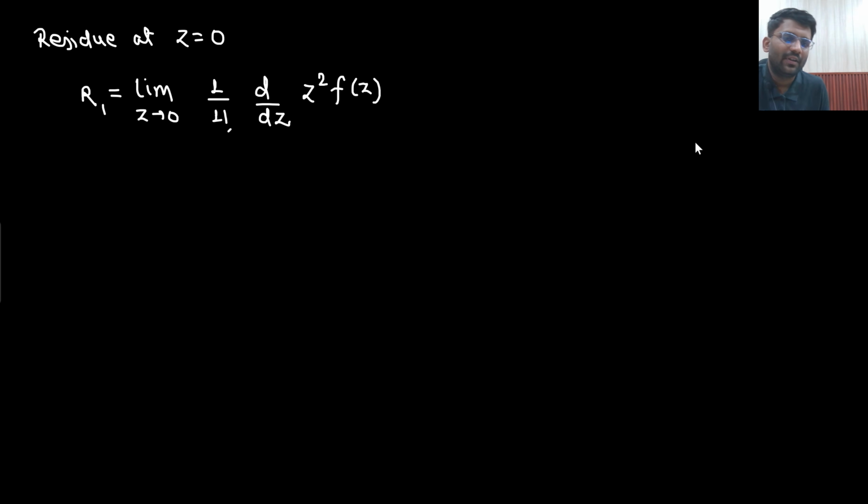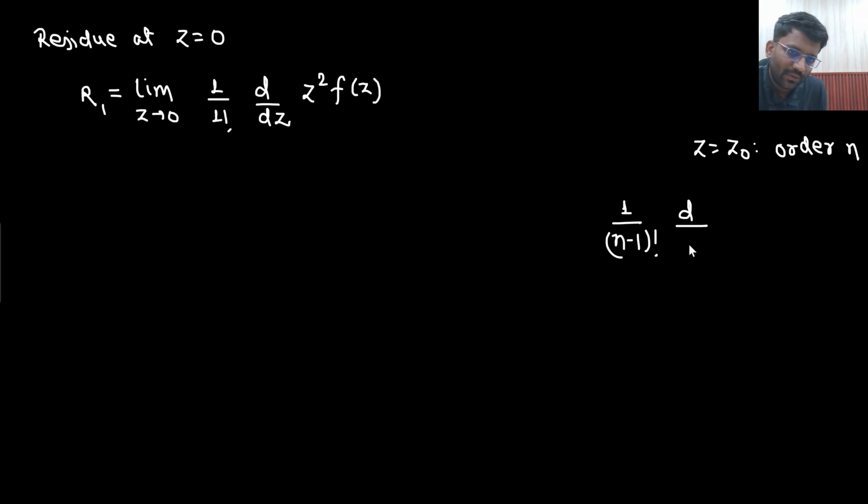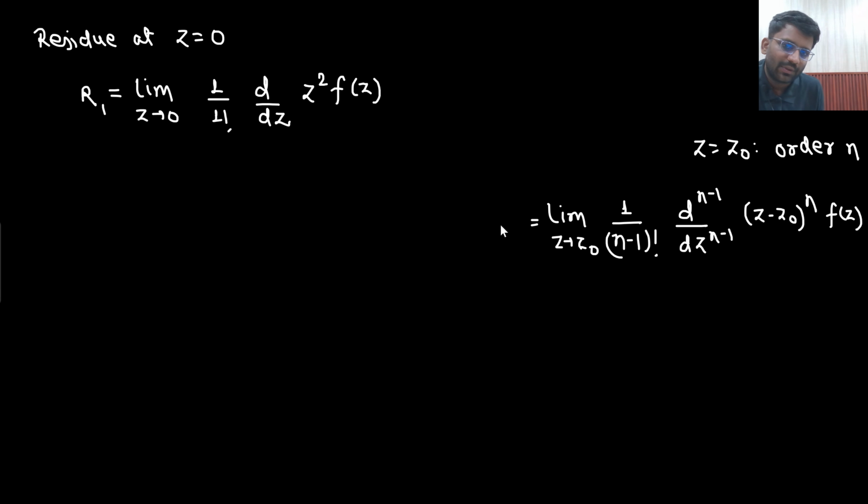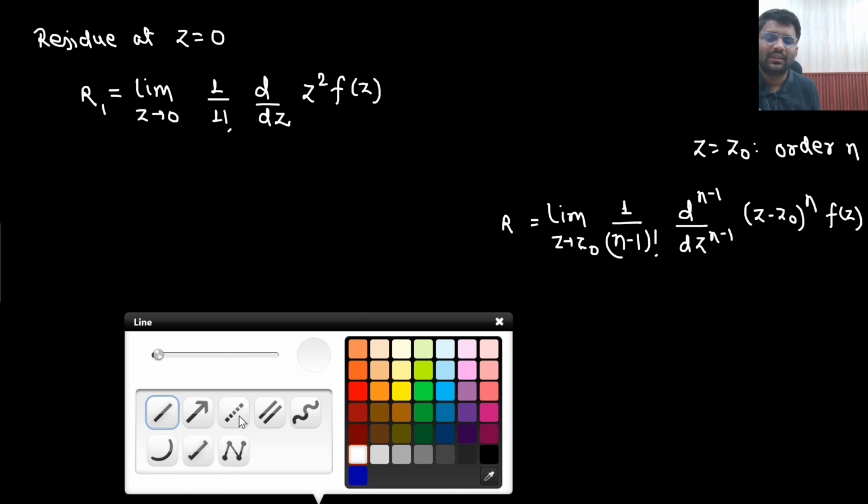I hope you remember, if z equals to z naught is a repeated pole of order n, then what you do is divide by n minus 1 factorial, then differentiate n minus 1 times z minus z naught to the power n f of z, and take the limit z tending to z naught. This is your residue. I hope you remember this.